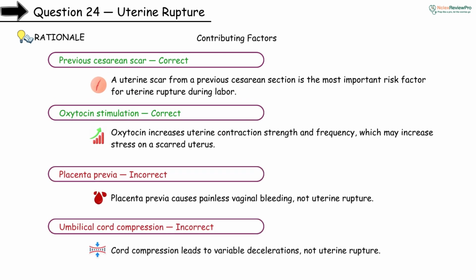Now let's break down why. A previous cesarean scar is the biggest risk factor. That scar creates a weak point in the uterine wall, and during labor, especially with strong contractions, that area can tear. Oxytocin increases contraction strength and frequency, so if the uterus is already weakened by a scar, oxytocin increases the stress on that wall and raises the risk of rupture. Now let's briefly rule out the incorrect options. Placenta previa causes painless vaginal bleeding, not uterine rupture. Umbilical cord compression causes variable decelerations, not this full clinical picture.